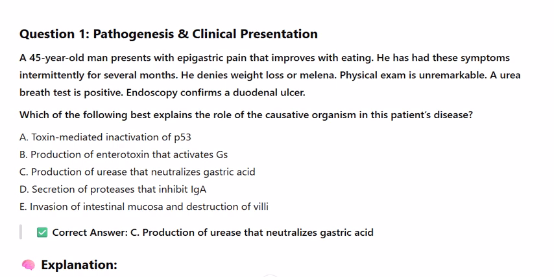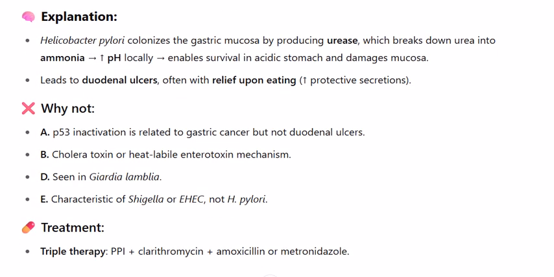B. Cholera toxin or heat-labile enterotoxin mechanism. D. Seen in Giardia lamblia. E. Characteristic of Shigella or E. histolytica, not H. pylori. Treatment: triple therapy, PPI plus clarithromycin plus amoxicillin or metronidazole.